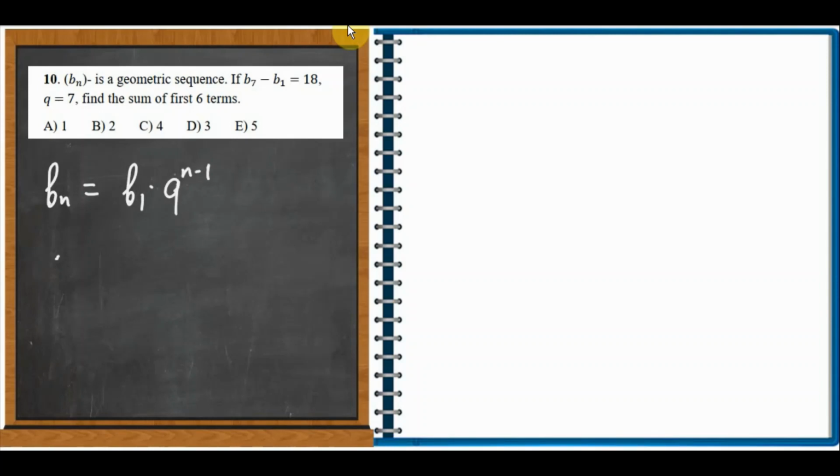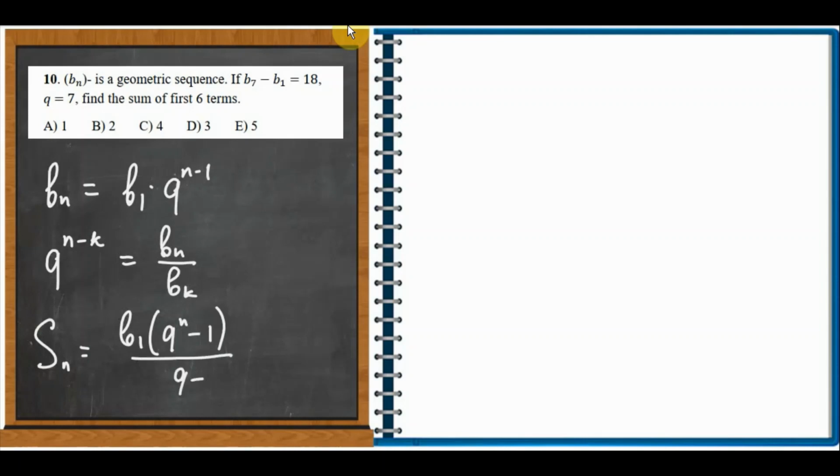Also, it's useful to know the formula of q. Q to the power of n minus k is equal to Bn over Bk. This is an easy way to find q. And then the Sn formula, the sum of the first n terms. That's B1 times q to the power of n minus 1 over q minus 1.